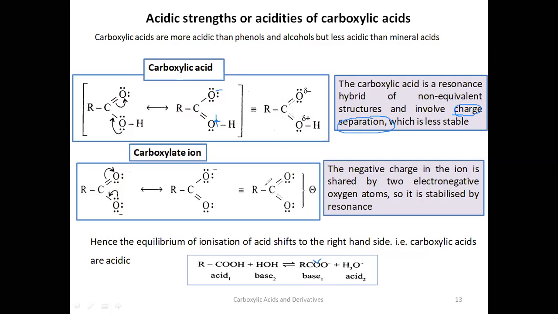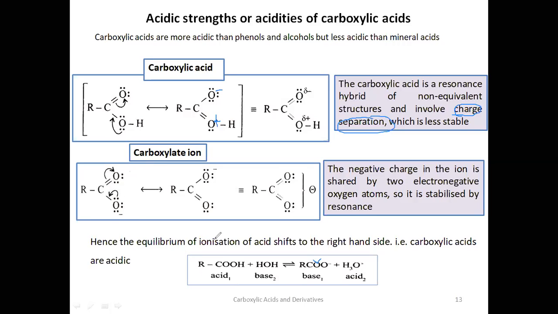Now let us see the resonance structures of the carboxylate ion. The carboxylate ion is formed when this hydrogen is donated. If this is more stable than the acid, it means it can easily donate hydrogen and it will always try to exist in this form. So let us see that.